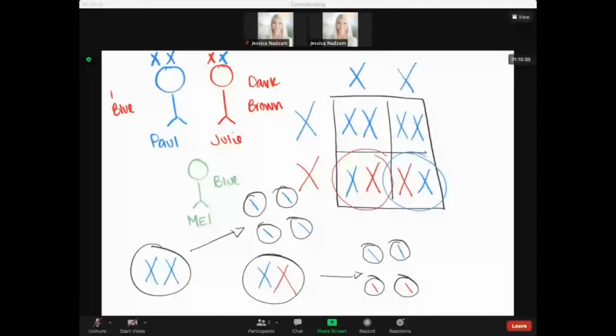Shouldn't that be XY? Oh, guys, I'm sorry. I just did X as I'm just now looking at the chat. I just did X as my general letter here. This is not meant to be sex chromosomes.